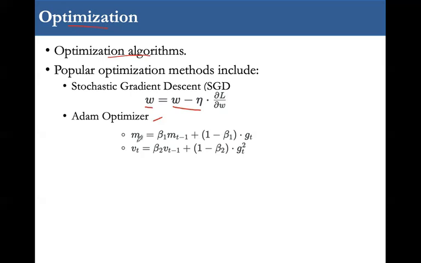We represent the momentum as mt = β1 mt-1 + (1 - β1) gt, where β1 is the decay rate, mt-1 is the momentum in the previous iteration, and gt is the gradient at time t. Then vt = β2 vt-1 + (1 - β2) gt². Here β1 and β2 represent the decay rates and gt represents the gradient at time t.